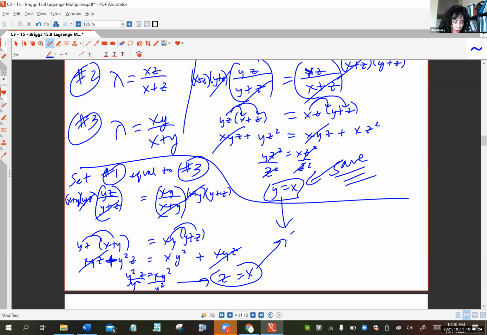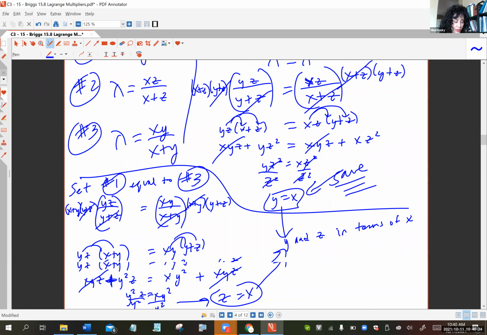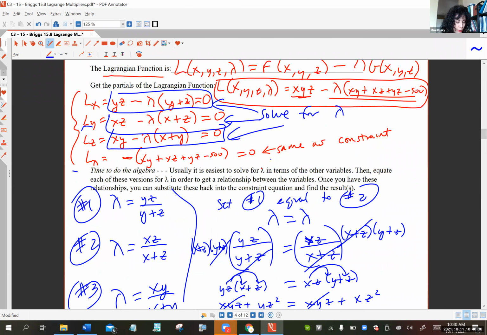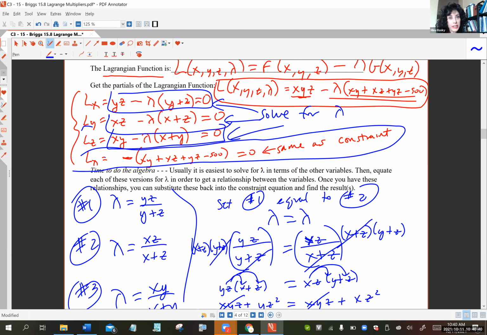You have y and z are now in terms of x, which is really nice. Why is that awesome? Because what you're going to do now is you're going to use that third equation. I bet you thought we weren't going to use it. This one here, which is essentially the same as your constraint equation.